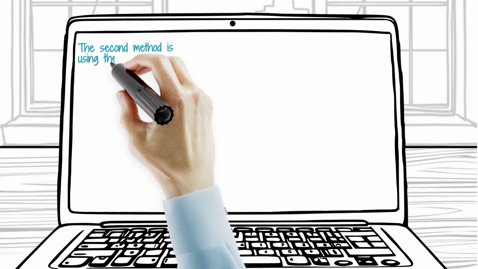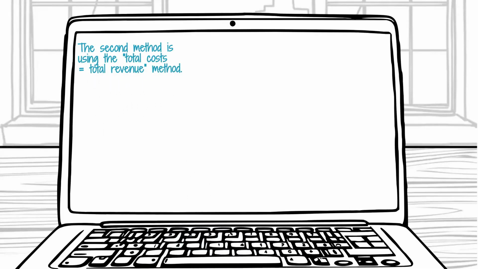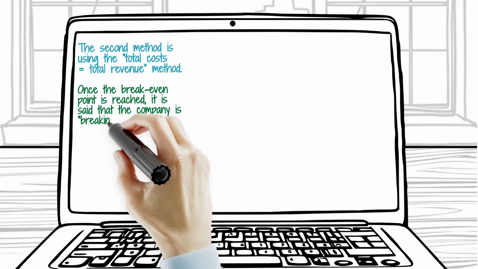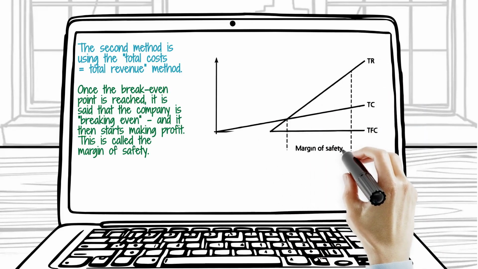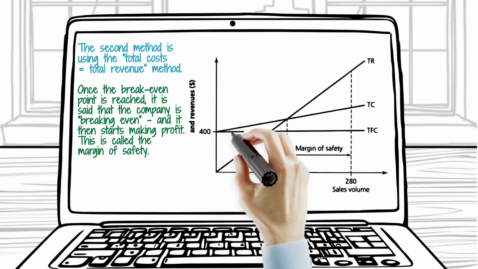Once the break-even point is reached, it is said that the company is breaking even, and it then starts making profit. This is called the margin of safety. Margin of safety equals current output minus break-even output.